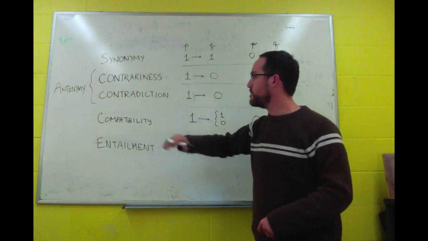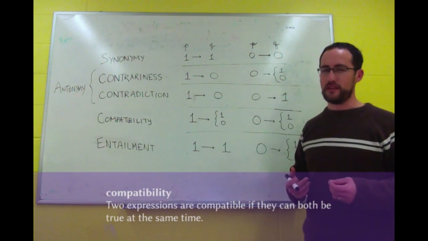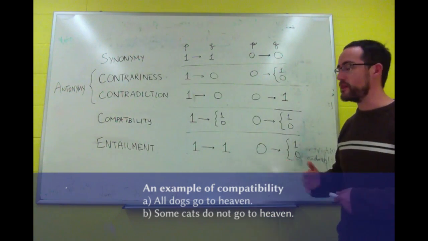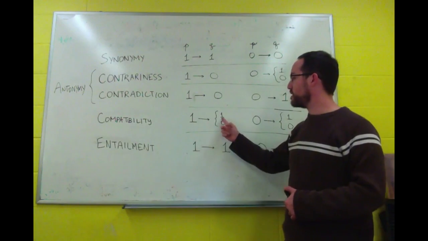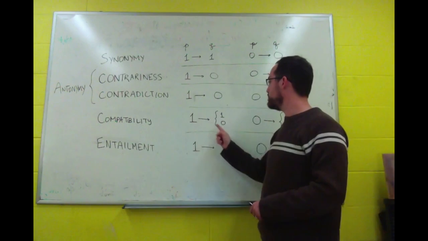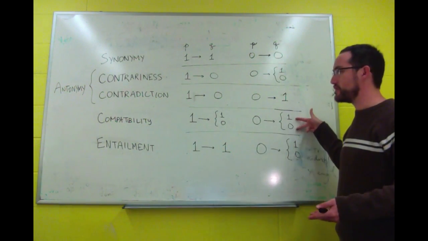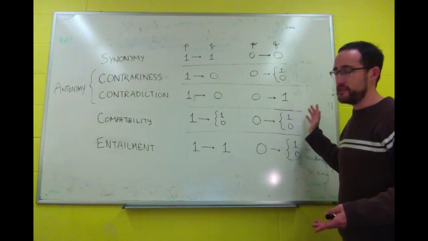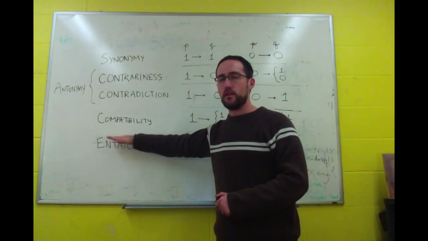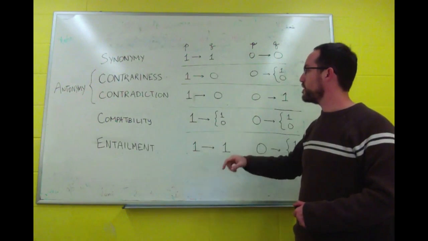Now, compatibility is what happens when two propositions can be true at the same time, but they don't have to be. Right? So synonyms, if one is true, the other is true, because they mean the same thing. Compatibility just means they can be true at the same time. They could also be false. Right. Now, they can both be false together, they can both be true together. Again, that doesn't matter. Two expressions are compatible mutually. So if one is compatible, then we can flip those.